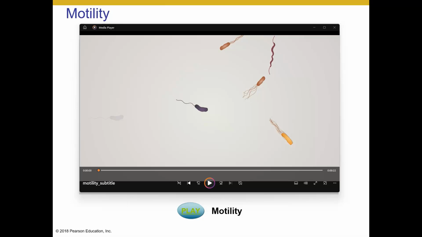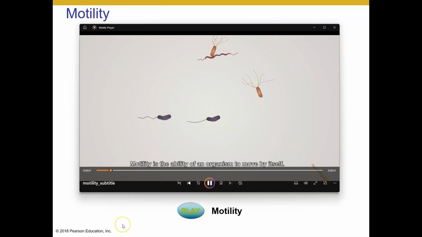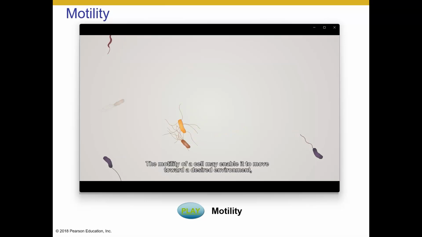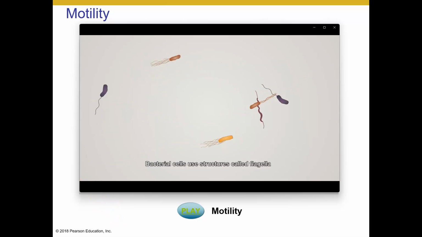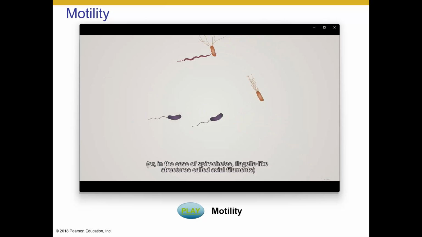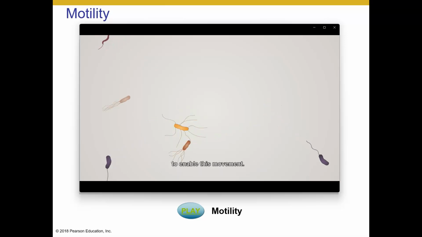Next, let's talk about flagella. First, we'll watch this animation on motility. Motility is the ability of an organism to move by itself. The motility of a cell may enable it to move toward a desired environment or to flee from a harmful environment. Bacterial cells use structures called flagella, or in the case of spirochetes, flagella-like structures called axial filaments to enable this movement.